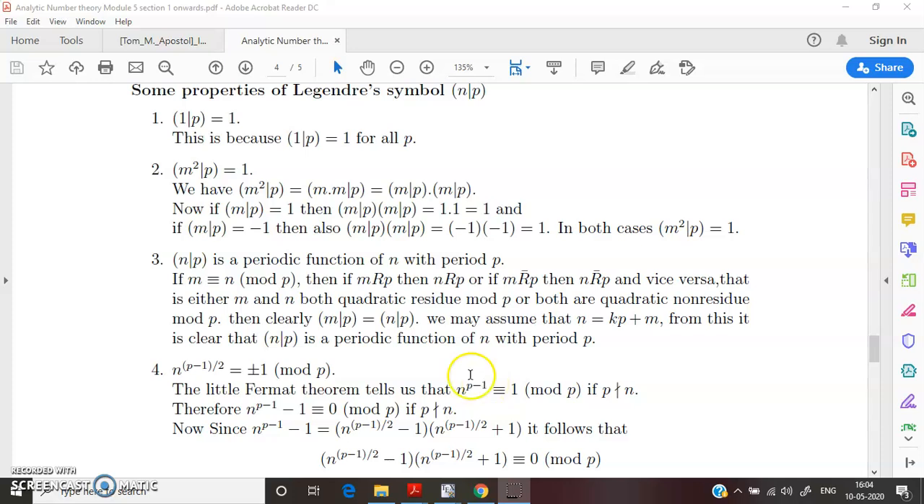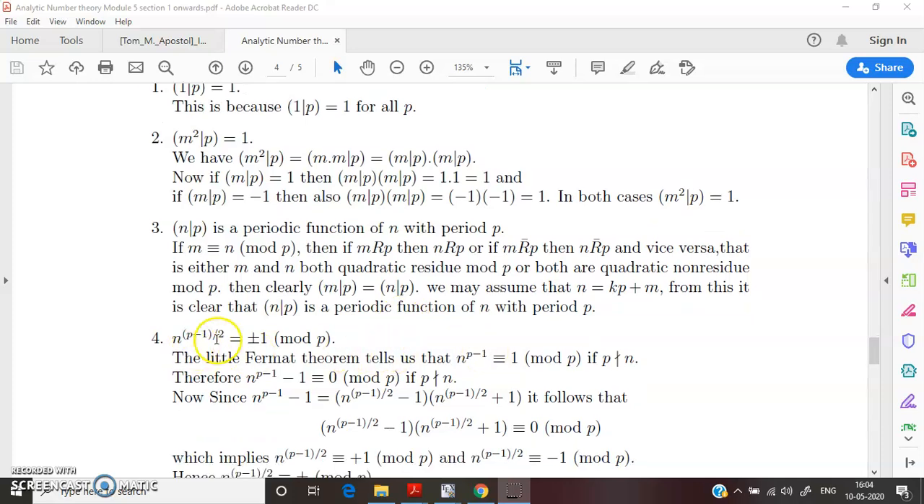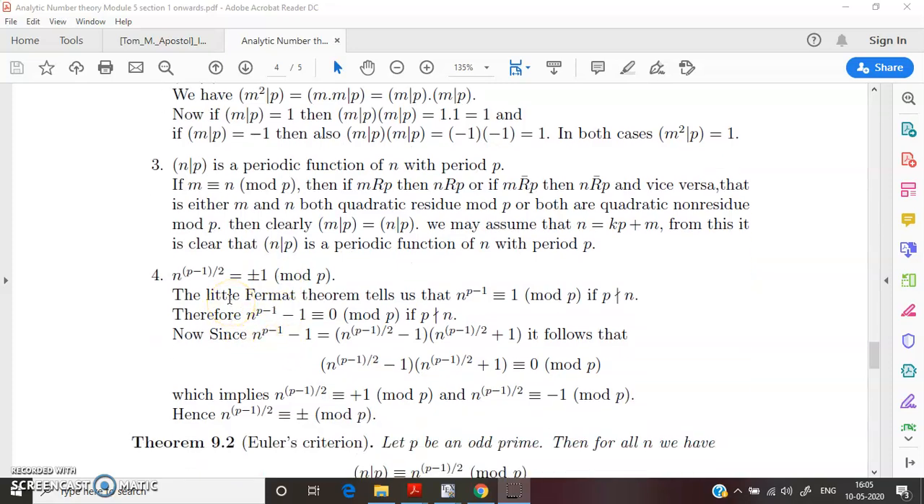Now let us prove n raised to p minus 1 by 2 is congruent to plus or minus 1 mod p. This is what we have to prove. This is not equal, it's congruent. We have already studied Fermat's theorem, that n raised to p minus 1 is congruent to 1 mod p if p does not divide n.